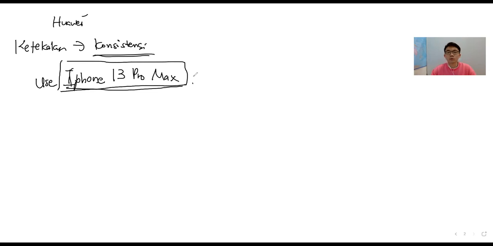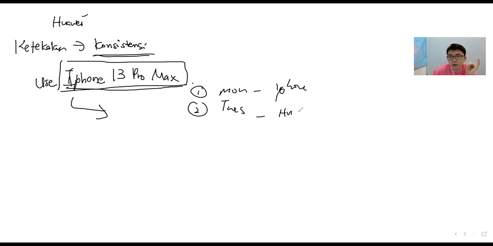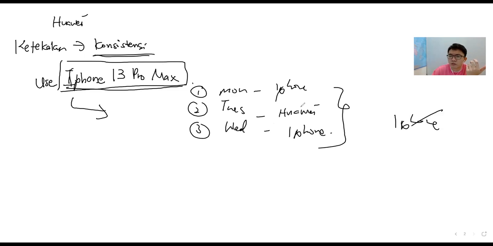So now what we are doing now is you want to use this phone and you'll be using every day. Betul tak? Okay, you tak akan use iPhone 13 Pro Max on Monday and then the next day, Tuesday, you go and use Huawei. And then the third day, you come back and use iPhone again. When this kind of things happen, you will say, actually, iPhone is not good. It's not good. I think it's very troublesome. Okay, sangat susah guna iPhone.